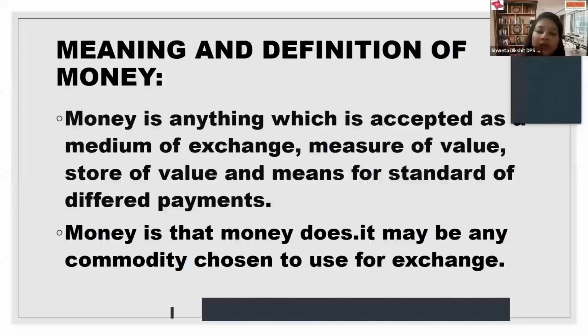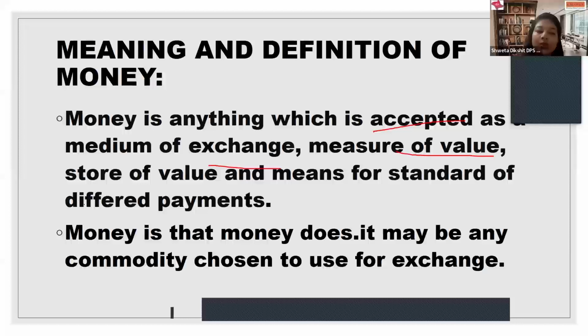It may be based on classification, nature, features, characteristics, or on the basis of its functions, applicability of law, and many more things. But generally, money is defined as something which is acting as money or doing all the work of money. For example, the first definition written on your screen says that money is anything which is accepted as a medium of exchange, measure of value, and also store of value. It is also meant as the standard of deferred payment.